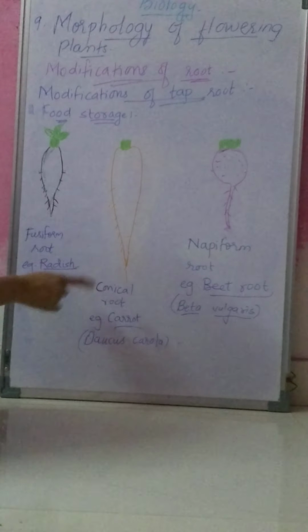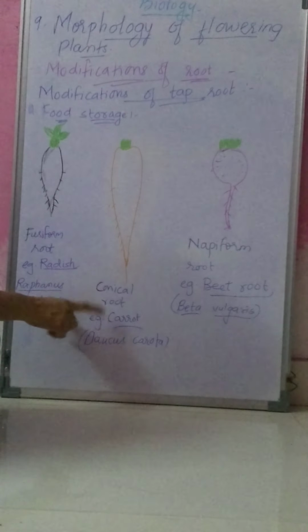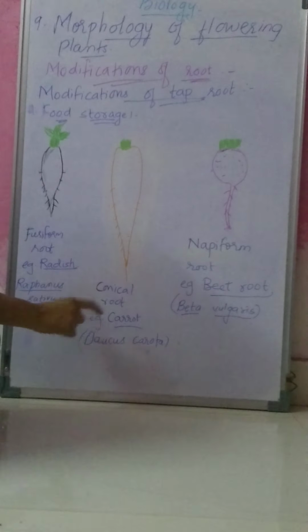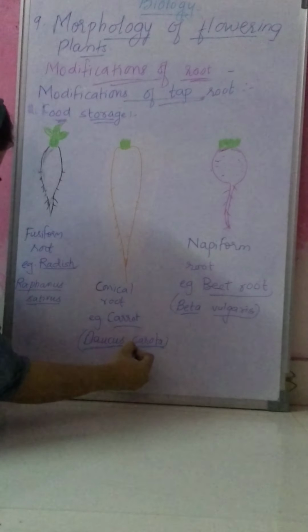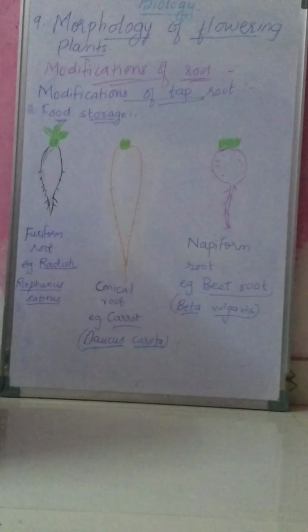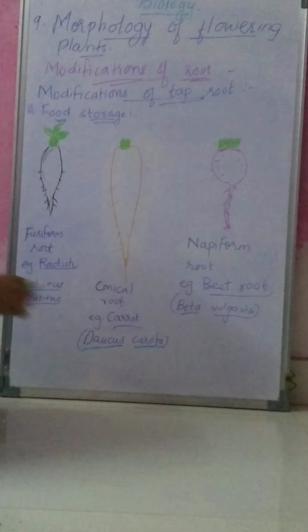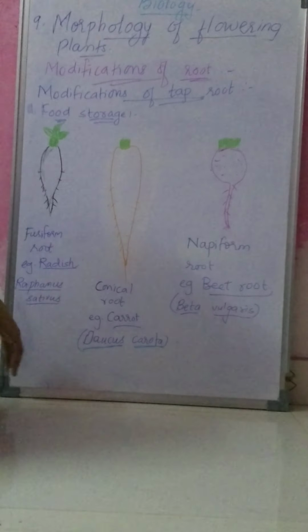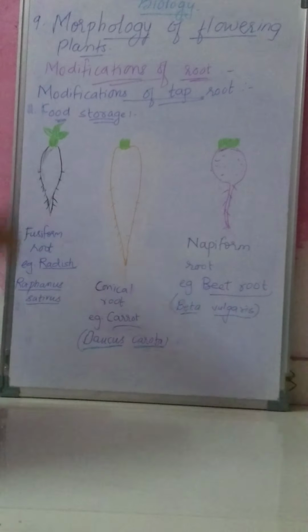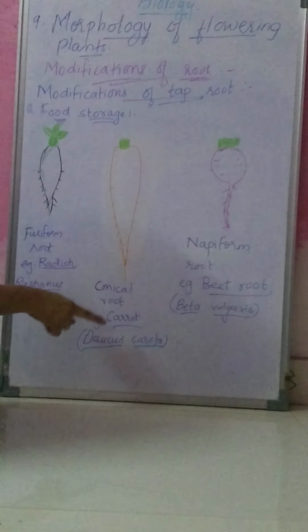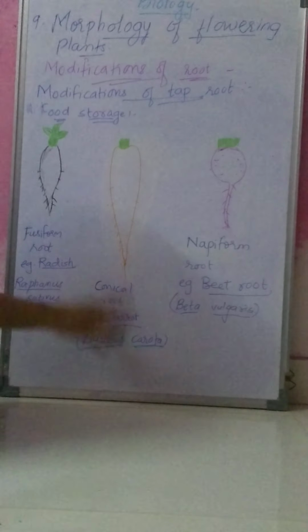The next is conical root. The example is carrot, and the scientific name of carrot is Daucus carota. I have underlined both the names here, and I will explain later how to underline and what the rules are for writing scientific names. We will study that in our next chapter. So the conical root example is carrot, Daucus carota.